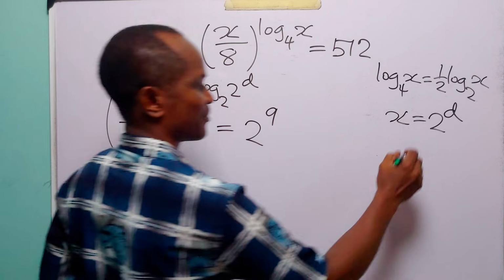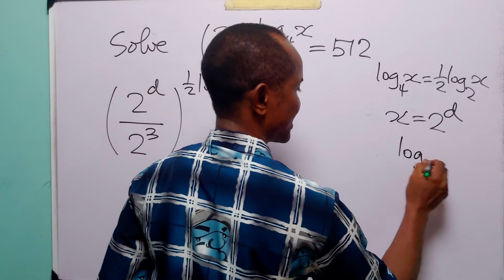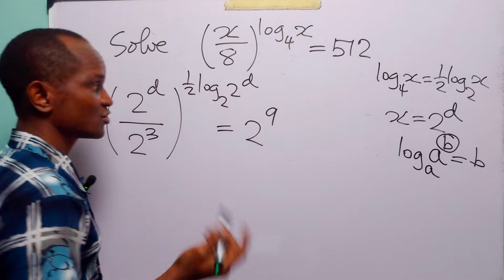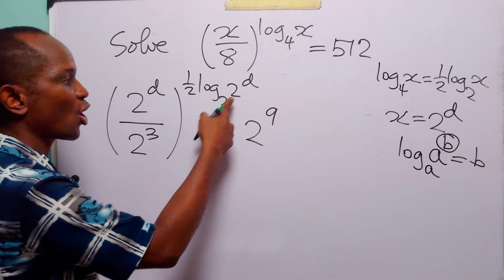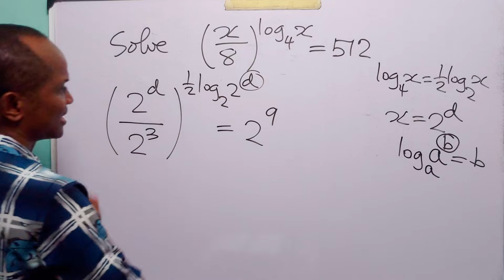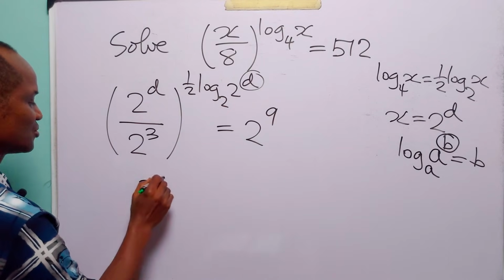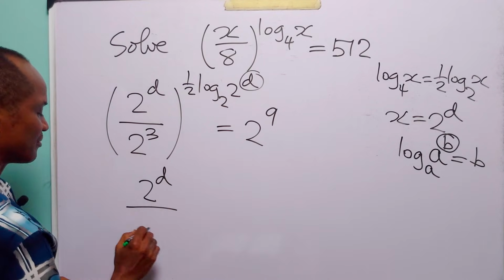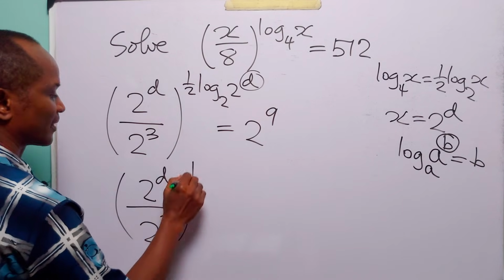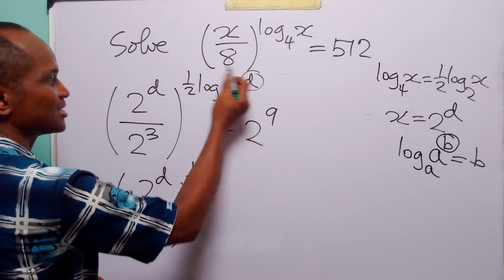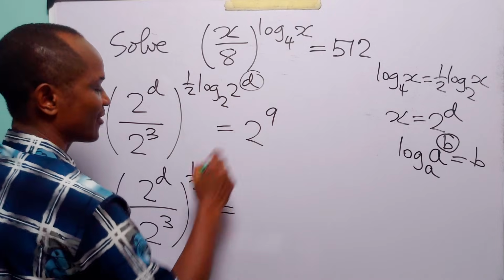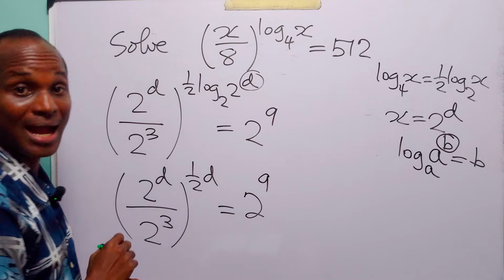But let us remember that log to base a of a to the power b is equal to b. So that means that log to base 2 of 2 to the power d is equal to d. So on the left-hand side of this equation, we have 2 to the power d divided by 2 to the power 3, to the power half times, remember this whole thing is now equal to d. And on the right-hand side, we have 2 to the power 9.